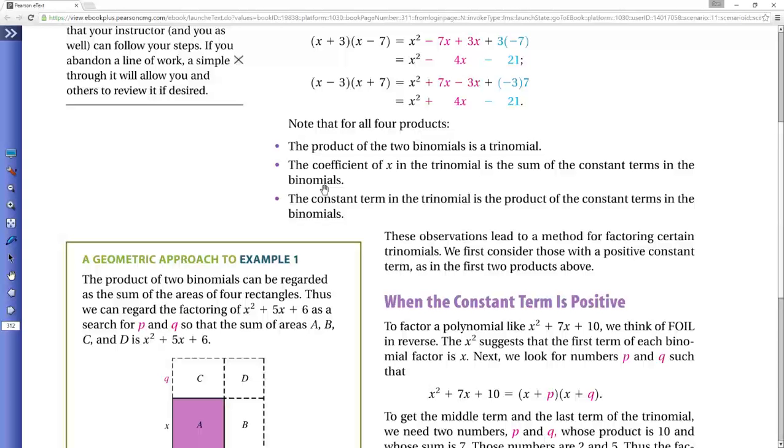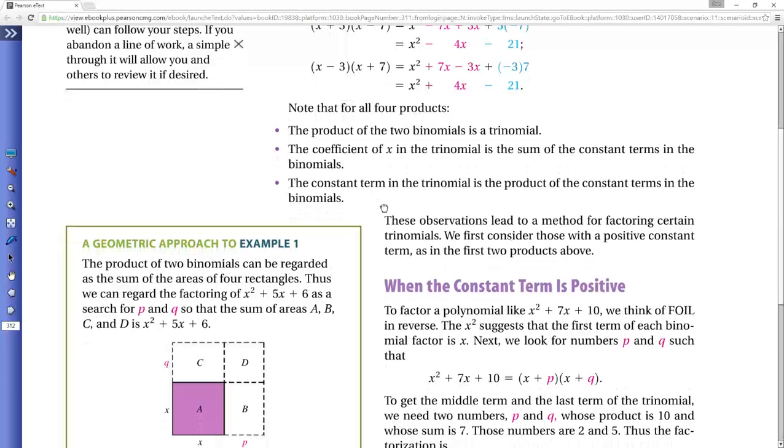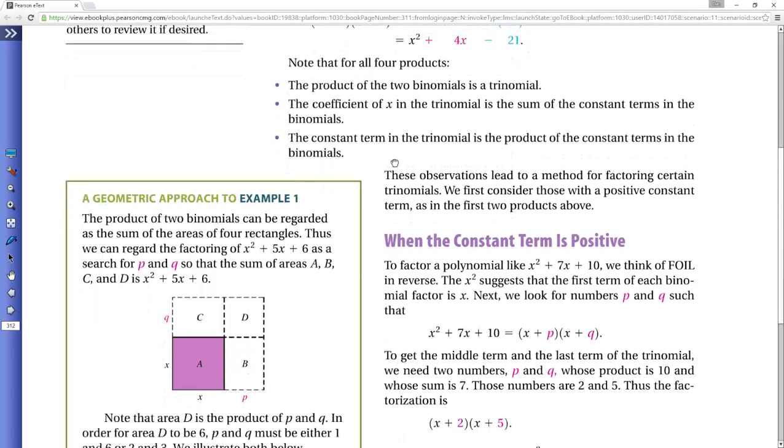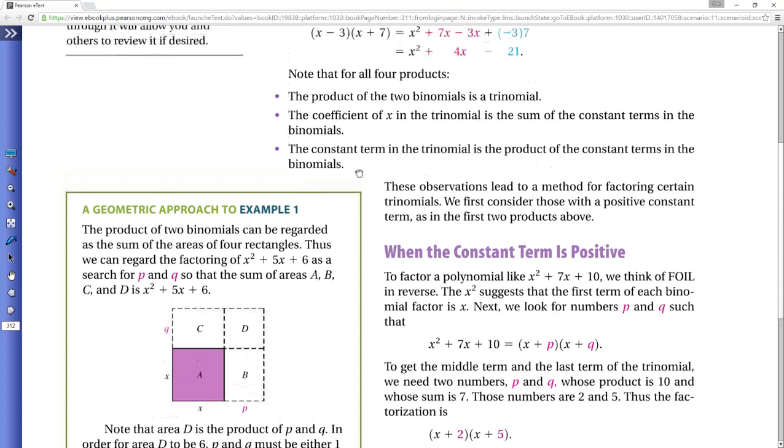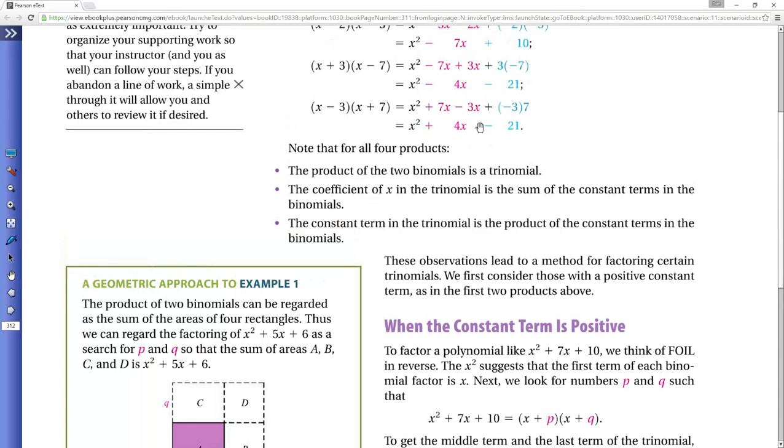So it says the product of two binomials is a trinomial. The coefficient of x in the trinomial is the sum of the constant terms of the binomials. In other words, just what I said here is that this middle term is the sum of these two times the variable, and so on. The constant term in the trinomial is the product of the constants here. So I get this 21 by negative 3 times 7, and so on.